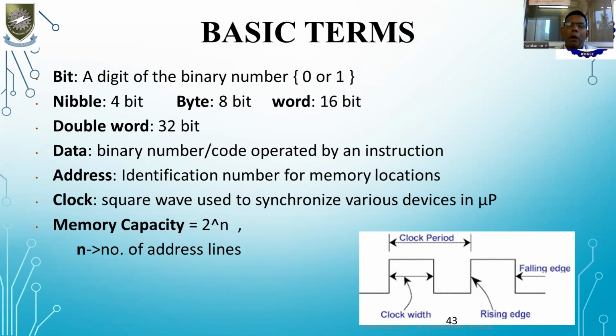This is a sample clock signal. The on period and off period together are called the entire clock period. This is called the clock width. This is a rising edge, and the other one is a falling edge.